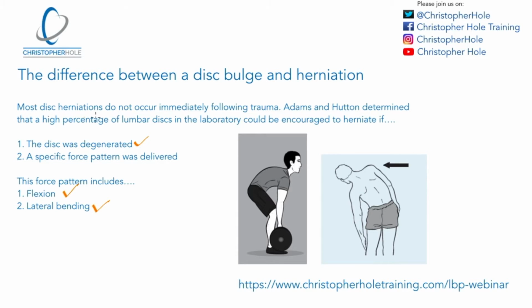And most disc herniations do not occur immediately following trauma. So when you experience the pain of a disc herniation or a disc bulge, it's not usually that moment that caused it. It's usually a build-up and the straw that broke the camel's back. And Adams and Hutton determined that a high percentage of lumbar discs in the laboratory could be encouraged to herniate if the disc was degenerative, as mentioned there, or a specific force pattern was delivered. And those force patterns are flexion and lateral bending.